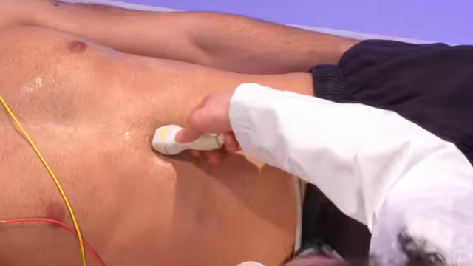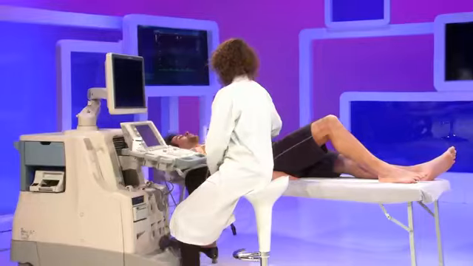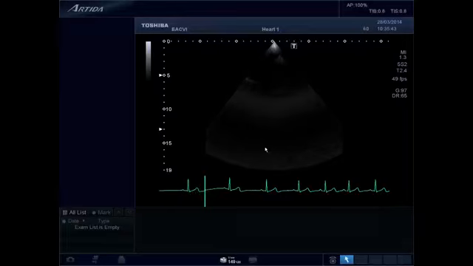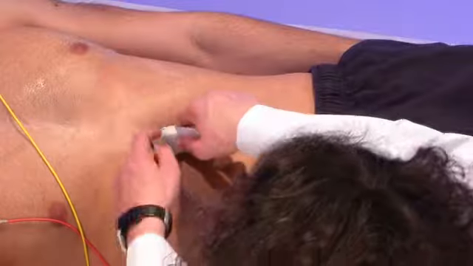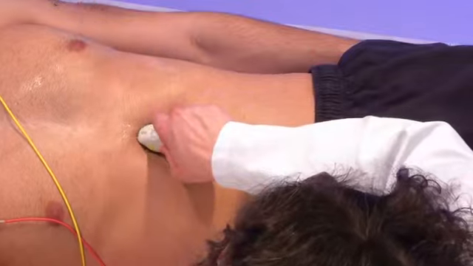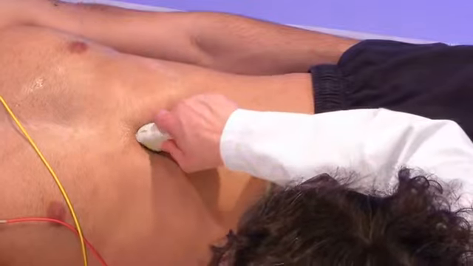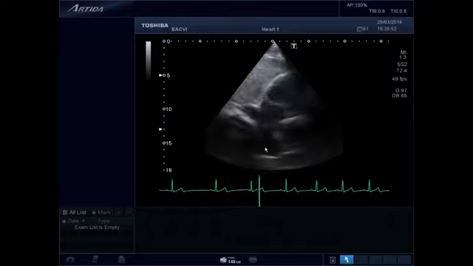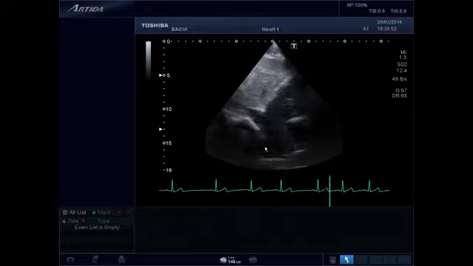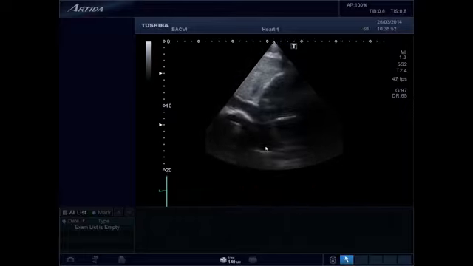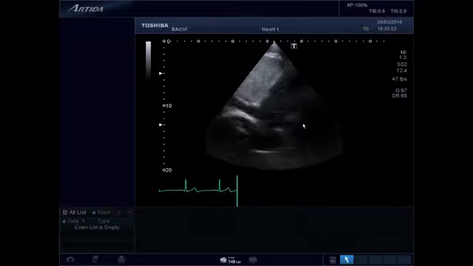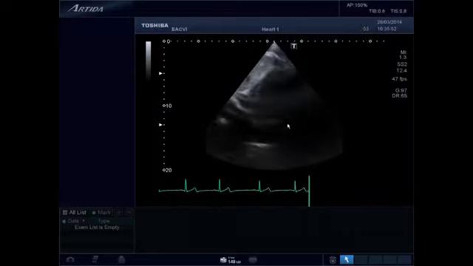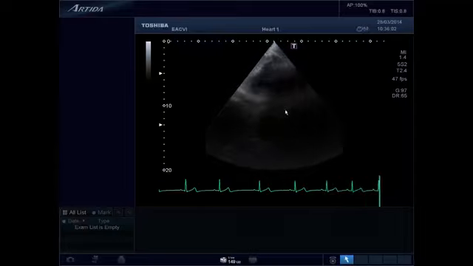And I will try now to obtain a short axis subcostal view. So I will turn the marker that will be up. And by tilting, I will obtain a view that is focused on the aortic valve, that you can see here. Breathe a bit. Okay.